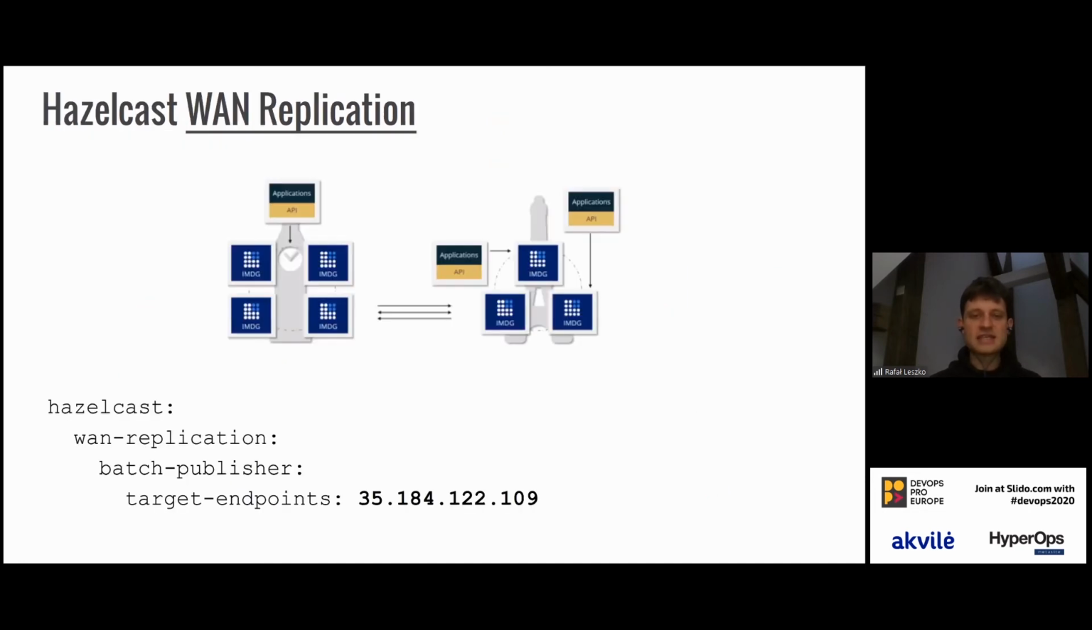In the case of Hazelcast, we don't call it geo-replication, we call it WAN replication, but the idea is still the same. You have clusters in two different locations. And Hazelcast is actually very simple to configure. With that simple configuration, it will send the data to another cluster.